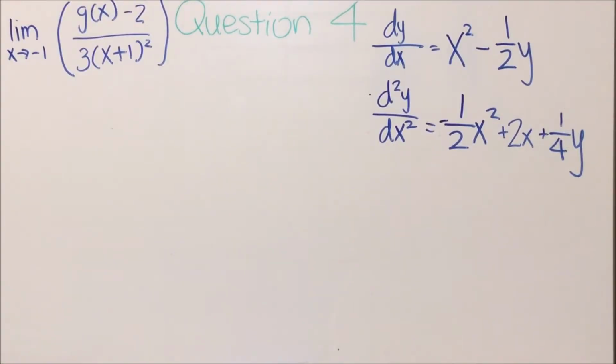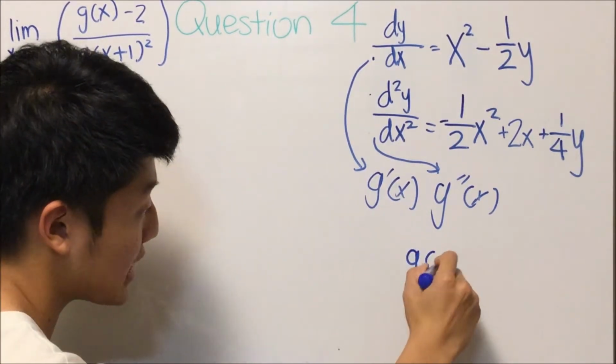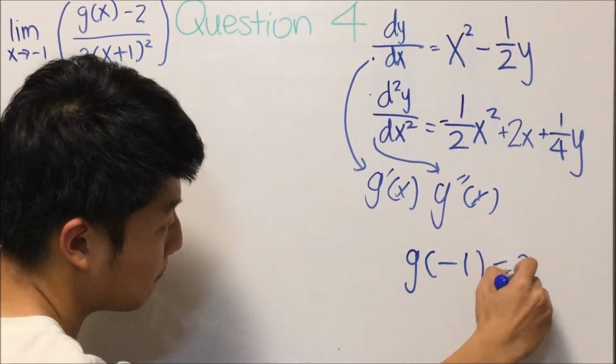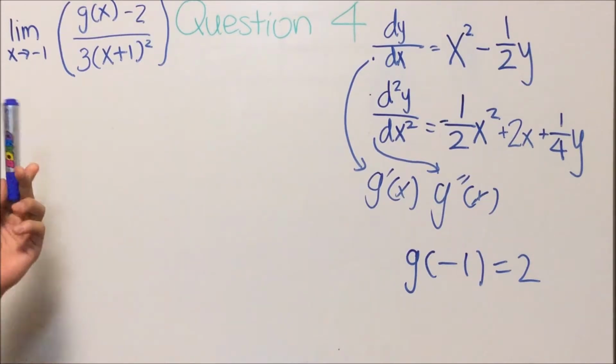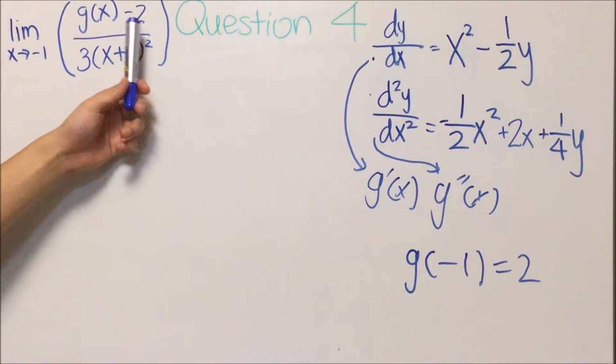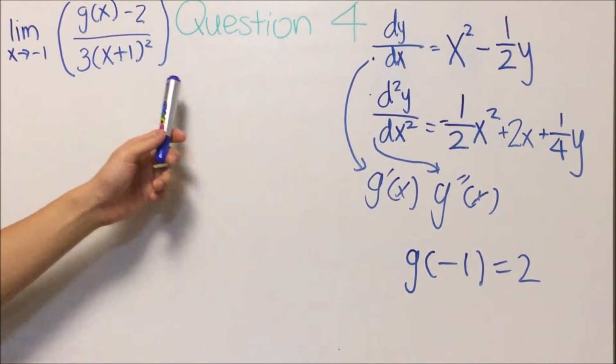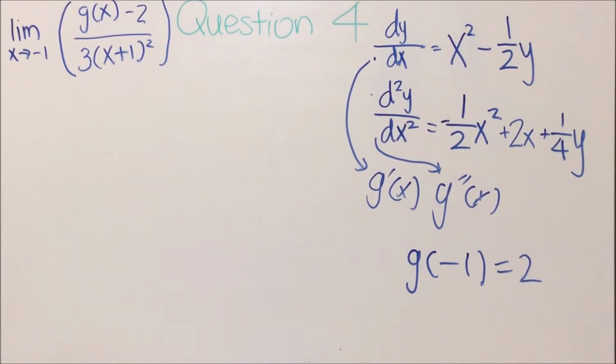Part C says let y equal g of x. Because it is given that y is equal to g of x, be a particular solution to the given equation with, now the single g is given, g of negative 1 equals 2. Find the limit as x approaches negative 1 of g of x minus 2 over 3 times (x plus 1) squared. Show your work that leads to your answer.